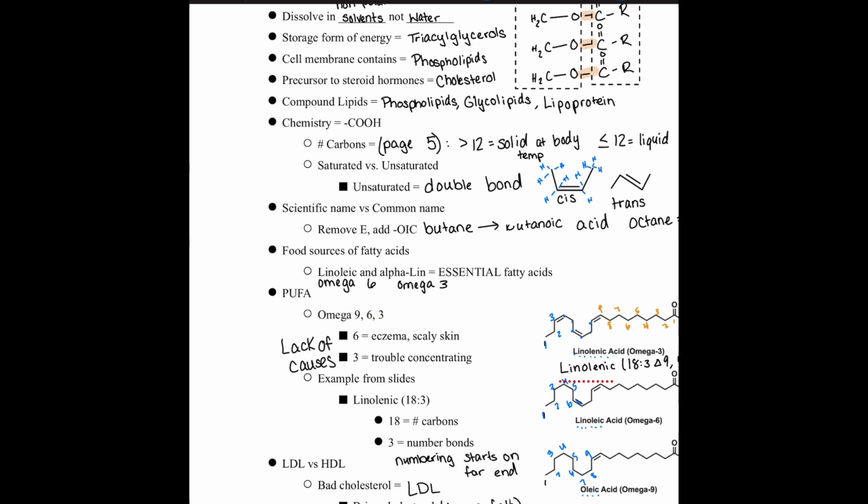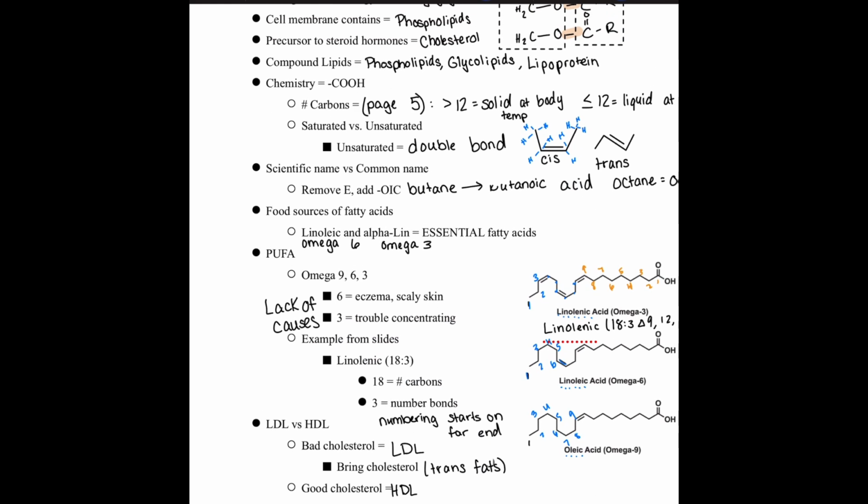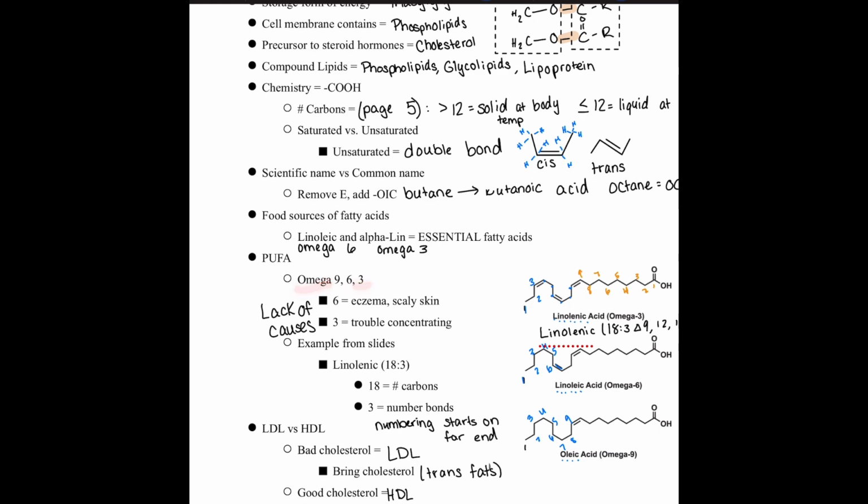These are just some problems associated with our essential fatty acids. So if you're not getting enough omega 3 and 6, which are your essential fatty acids, you're going to have, for a lack of omega-6, eczema and scaly skin. And for number 3, you're going to have some trouble concentrating. So if you're like me, you can't focus in biochemistry lecture, it's probably because you need some omega-3 fatty acids.